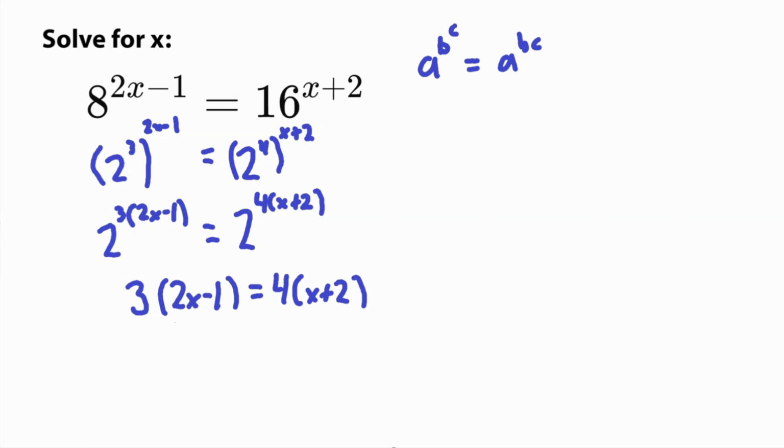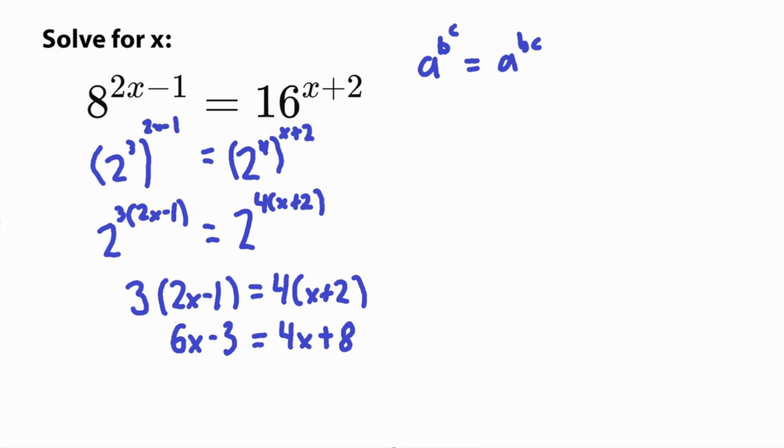Now all we need to do is solve for x, right? So first we'll just do this using algebra. Let's distribute the multiplication, so the 3 into both. That'll give us 6x minus 3, which is equal to 4 times x plus 2. We distribute it, 4x plus 8, right?